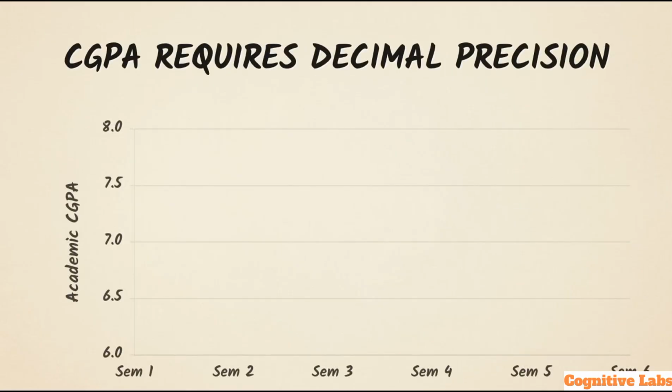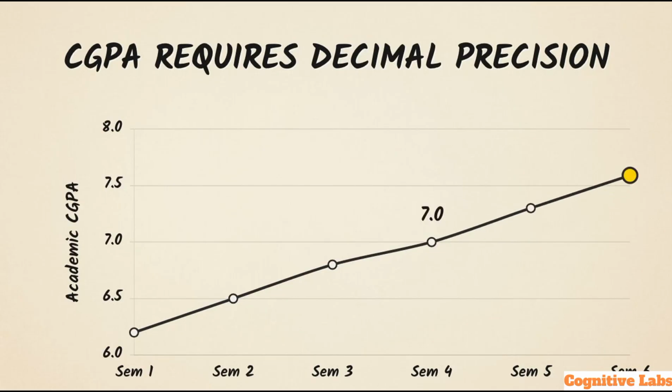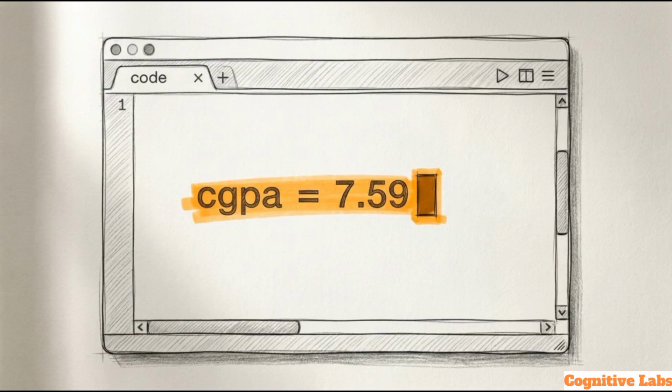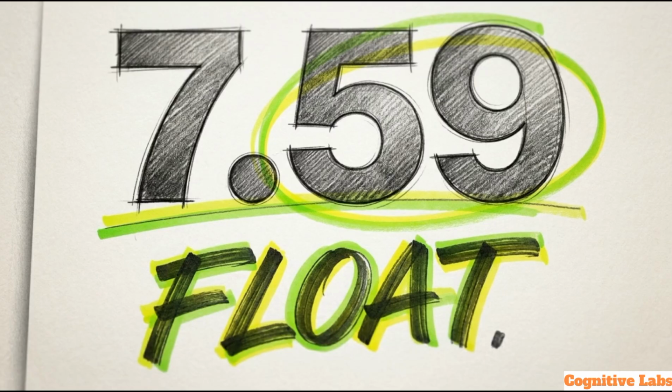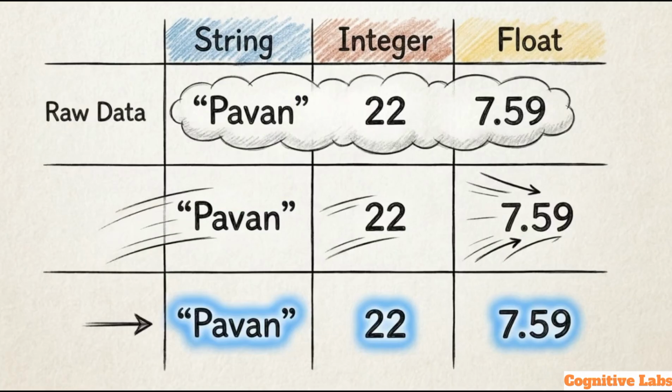Sometimes you need decimal precision. Let's add a third variable for your academic CGPA. Drop to the next line in your editor and type CGPA equals 7.59. Python treats numbers with decimals differently than whole numbers. This specific data type is called a float. You have to rigidly categorize information into strings, integers, or floats. This ensures the computer knows exactly how to format, process, or calculate that specific piece of data.